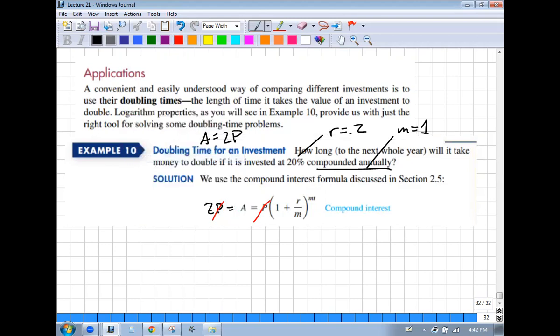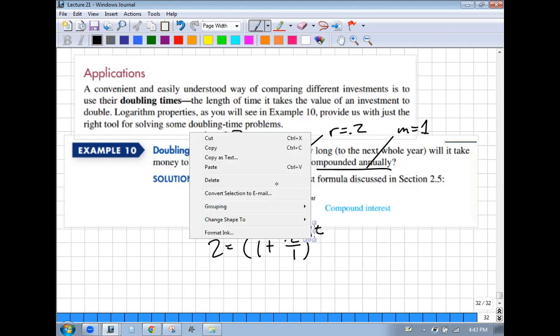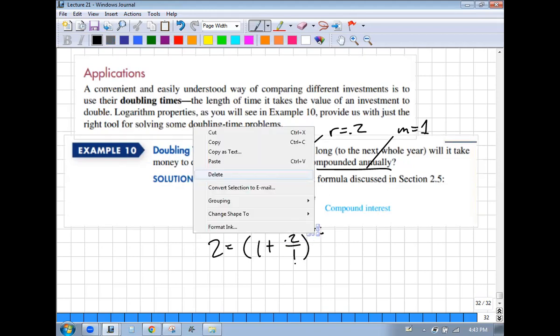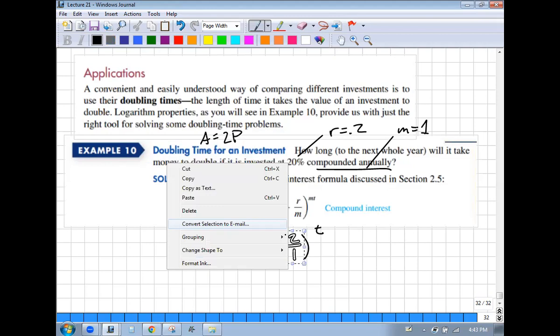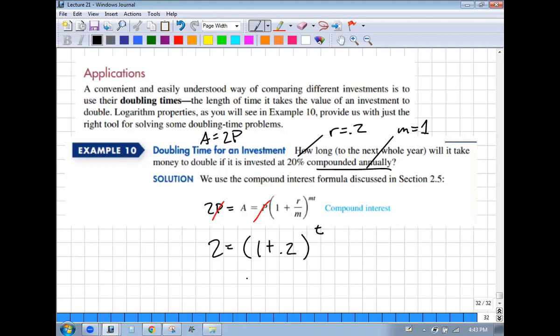So now we're left with 2 equals this. We have 2 equals 1 plus R over M. If we let R be 0.2 and M be 1 times T, just plugging those numbers in. 1 times T is just T. 0.2 divided by 1 is just 0.2. So we're looking at 2 equals 1.2 to the T power.